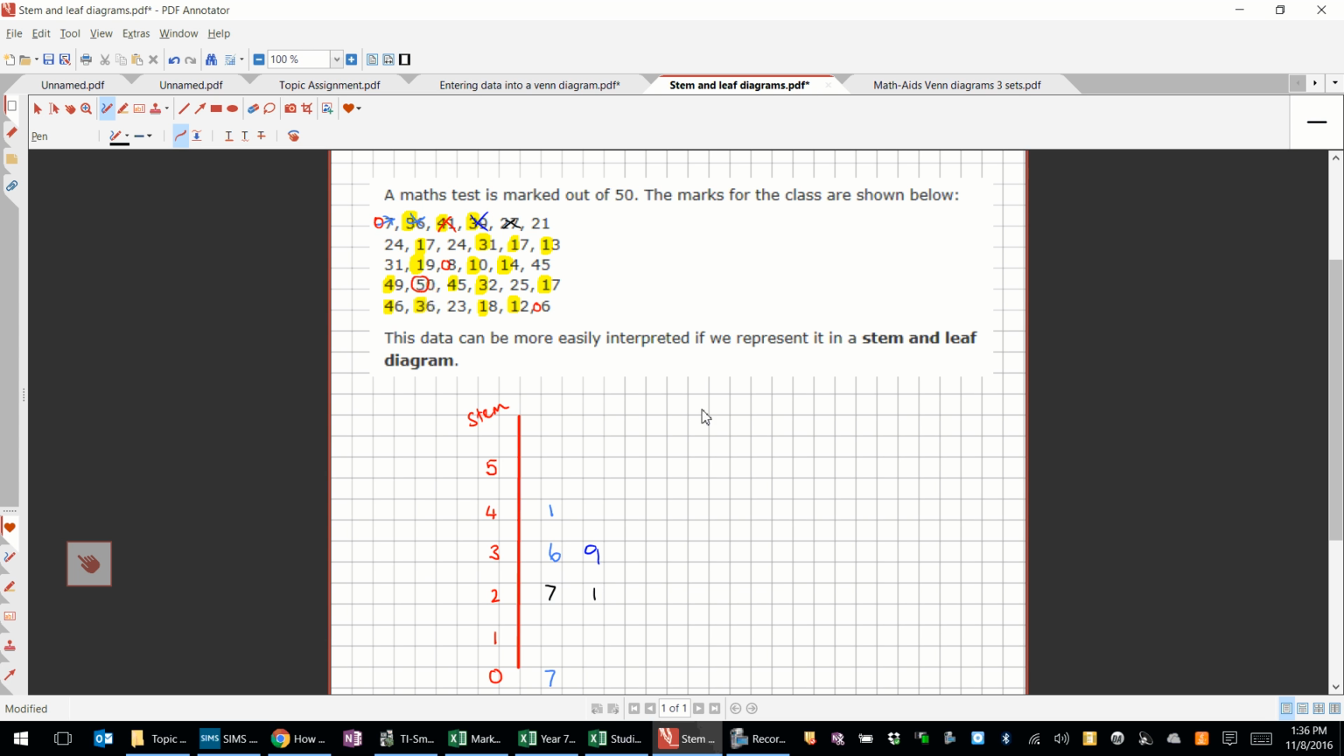Now one thing I can do now, which I must do, is when I have all this finished, I've got to put a key on it so that I understand. And I can write, pick any of these, I'm going to do 3 line 6 means 36. So we've got a key. That's now done.